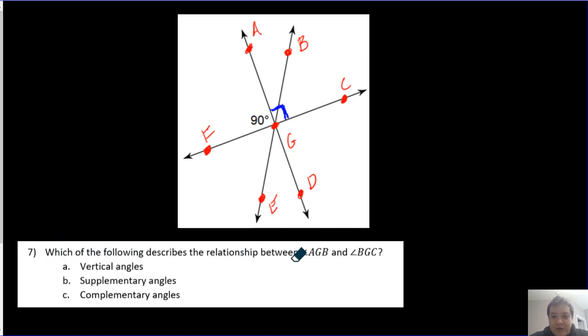It says, which of the following describes the relationship between AGB and BGC? So AGB would be this one right here, and then BGC is going to be this one right here. And what is the relationship between those two? The relationship between those two, because they add up to 90 degrees, are complementary angles, because we give compliments to people with good posture.